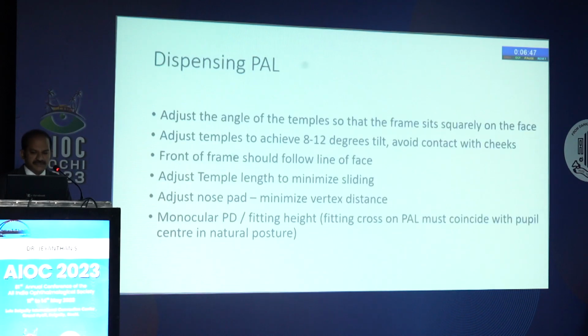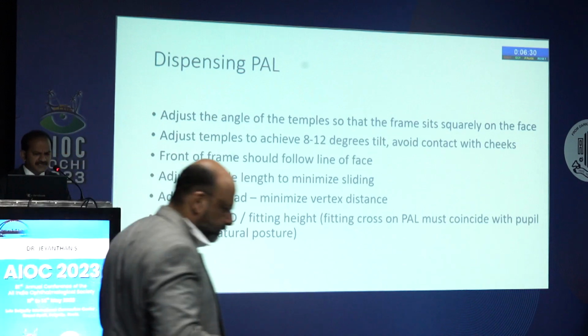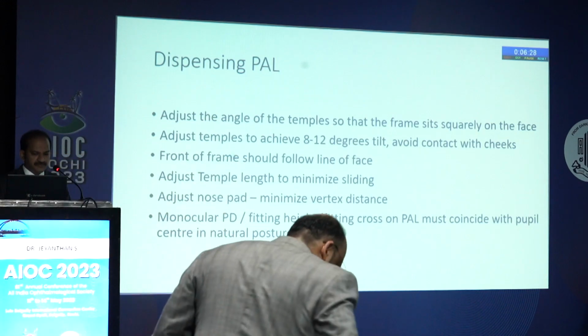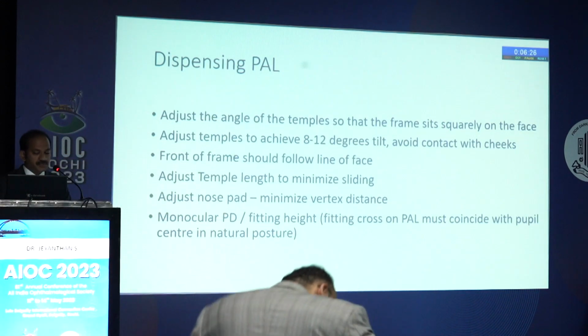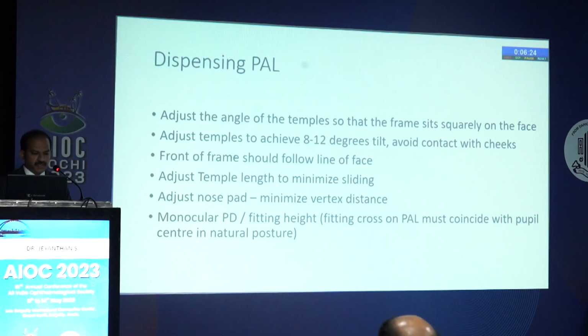So there are certain clinical markers when it comes to dispensing of progressive addition lenses. You need to adjust the angle of the temple so that the frame sits squarely on the face. This holds good when you are dispensing and if a patient is unhappy and coming back to you with the progressive lenses. Adjust the temple to achieve 8 to 12 degrees of tilt and make sure the contact with the cheek is avoided. The front of the frame should follow the line of the face.